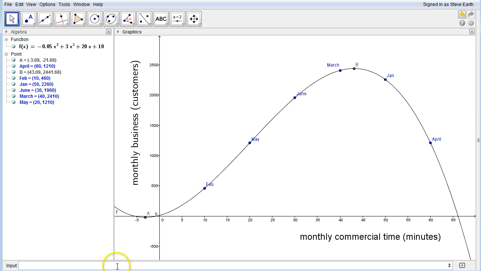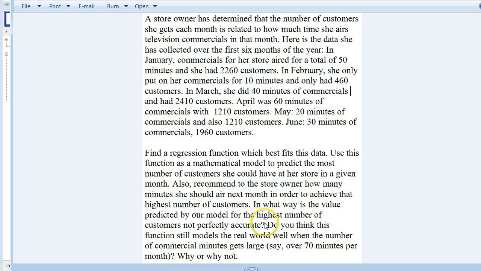in the problem. And there was still one other part to the problem, because the very last end says, do you think this function still models the real world well when the number of commercial minutes gets large, say over 70 minutes per month? Why or why not? So does our model, our mathematical equation that the computer came up with, does anything funky happen when the numbers get big? Let's go back to the graph.